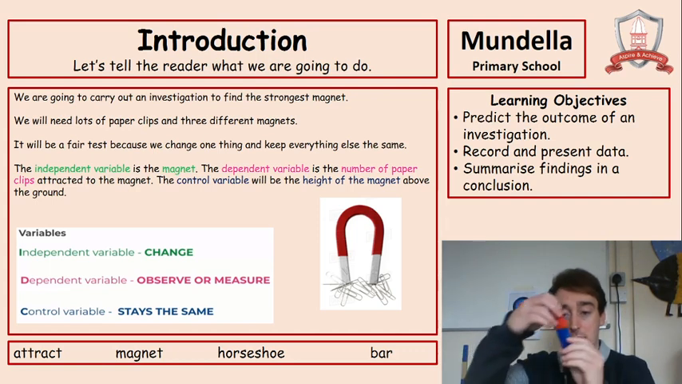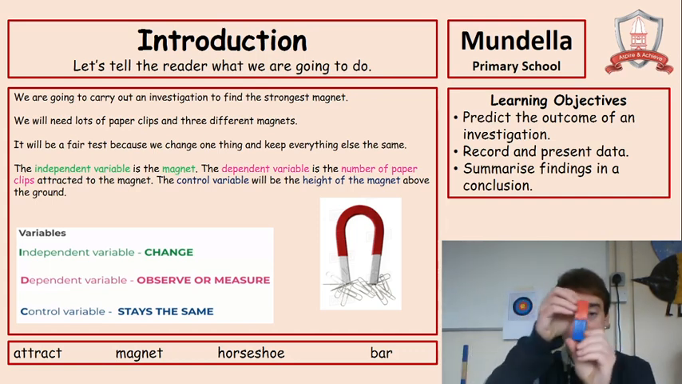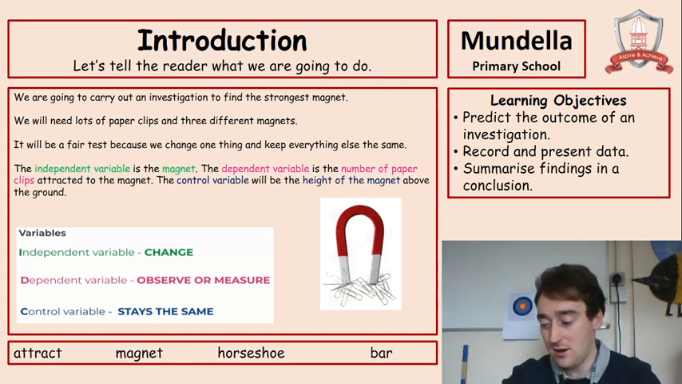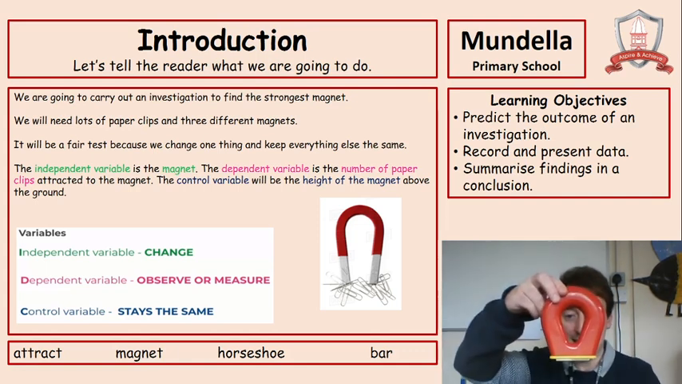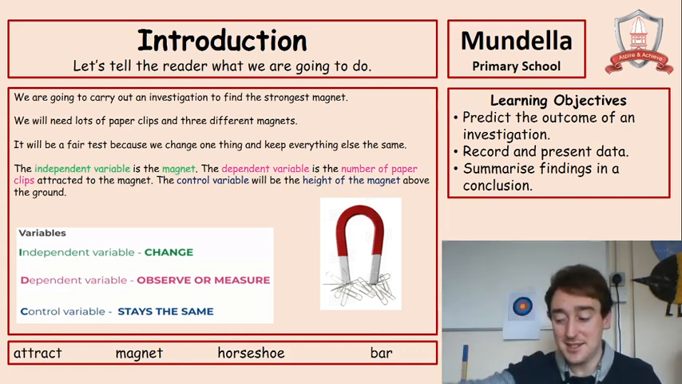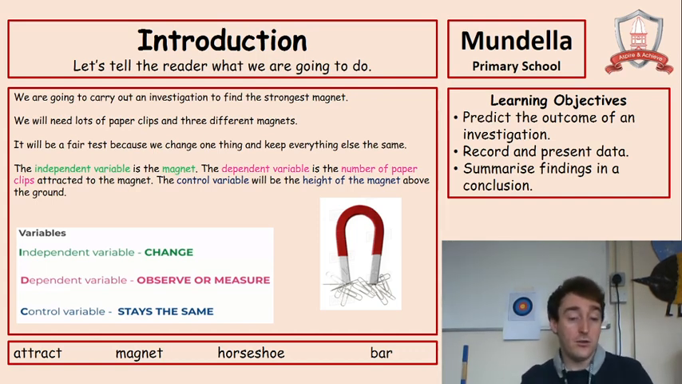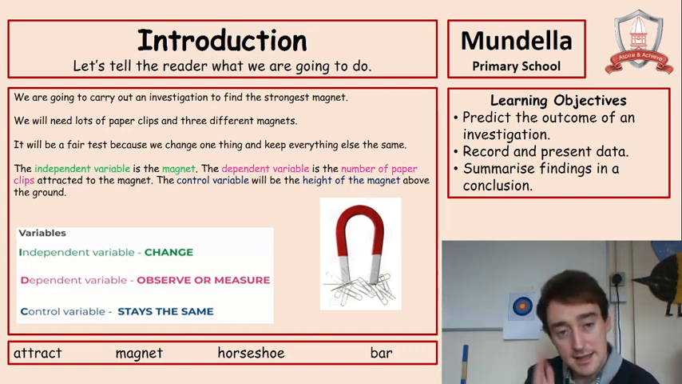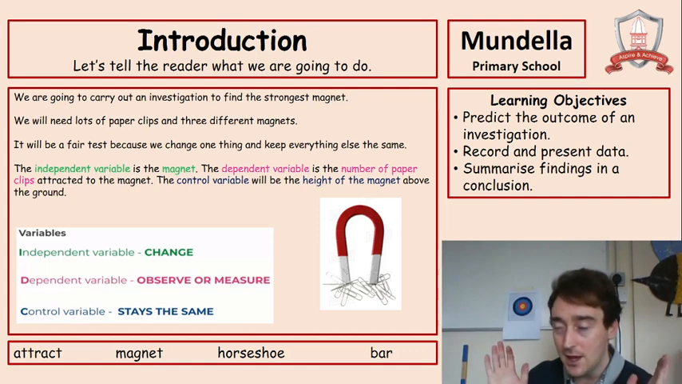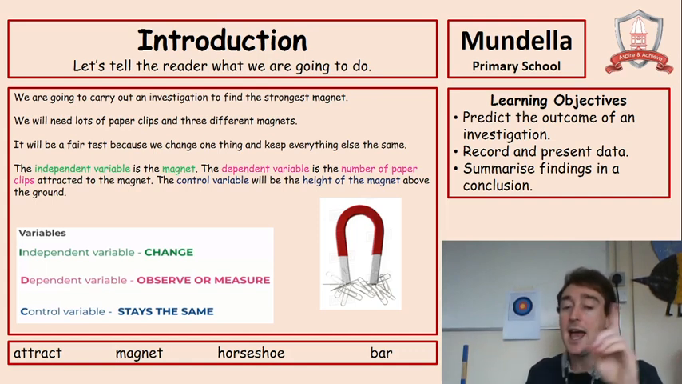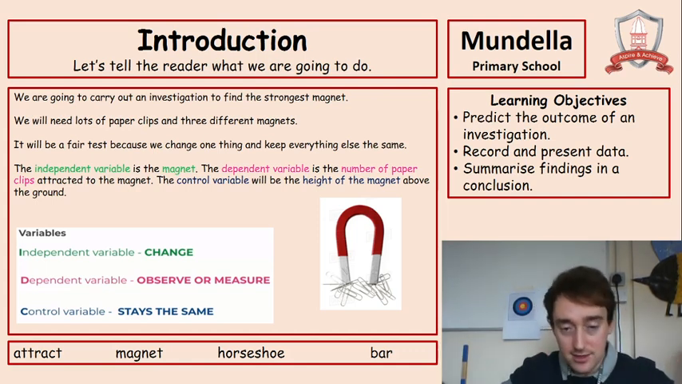So I have the bar magnet is contestant number 1. A horseshoe magnet is contestant number 2. And a ring magnet. Looks a little bit like a polo, but it's not. It's magnetic. Okay, so those are our 3 different magnets, and we're going to make this a fair test. How? By changing one thing and keeping everything else the same.